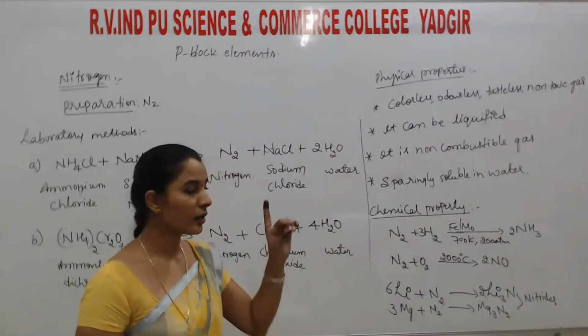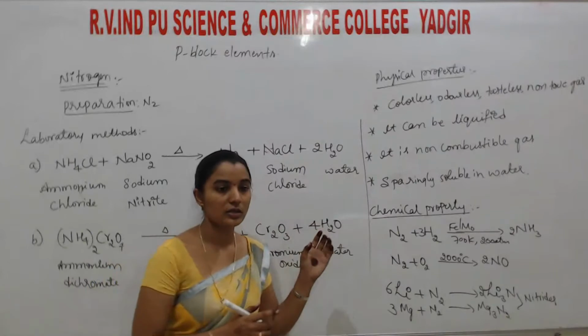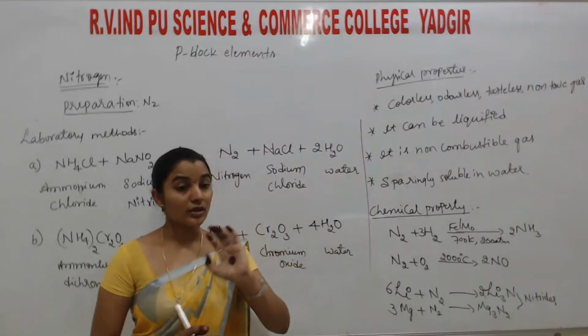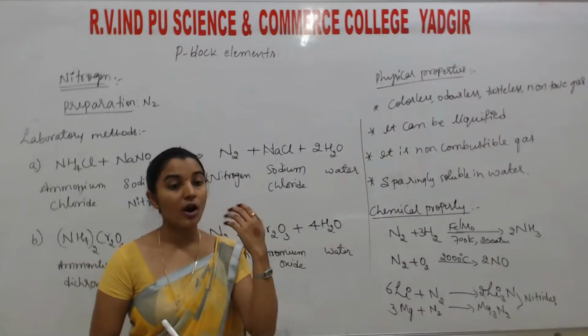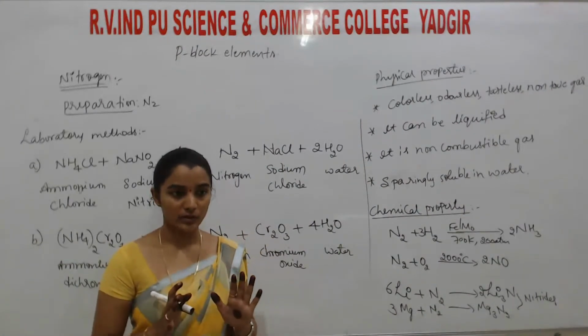Another point is the anomalous behavior of nitrogen. Nitrogen doesn't have any allotropic form, but the remaining elements, phosphorus, arsenic, all have allotropic forms. Understand? That is one.